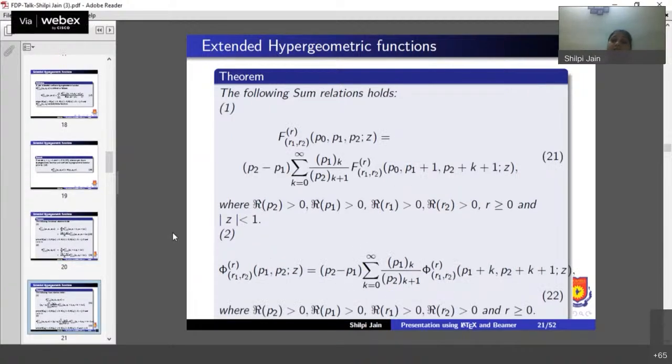The following relations hold, which is given by equation number 21, where real of P2 greater than 0, real of P1 greater than 0, real of R1 greater than 0, real of R2 greater than 0, and R is greater than or equal to 0, and mod of Z is less than 1. And phi of R1, R2, R is given by equation number 22.